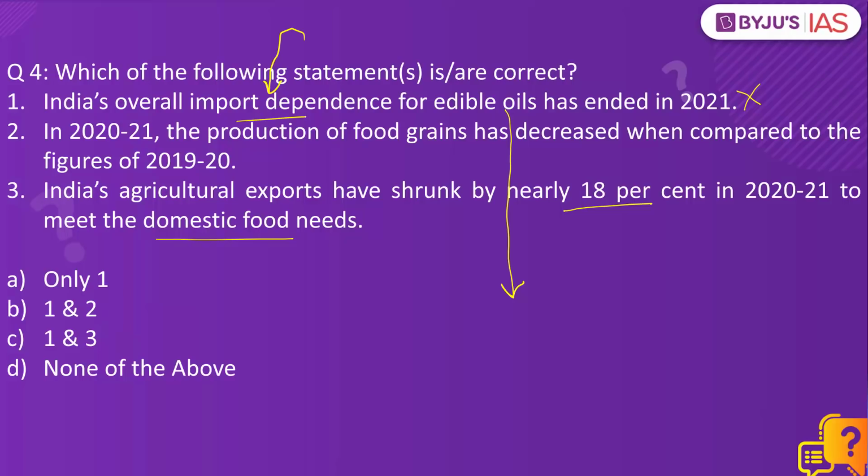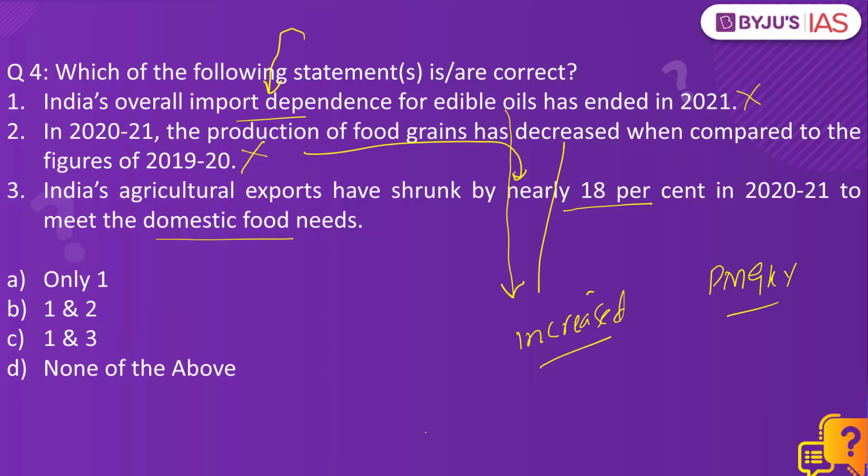Number 2, the production of food grains has basically increased compared to last year. That's why statement 2 is incorrect. And on top of that, despite the fact that we need food grains to meet the domestic requirements, we have the Pradhan Mantri Garib Kalyan Yojana, we have the National Food Security Act. Despite domestic requirements, agricultural exports have basically increased in 2020-21. All these statements are incorrect. D is the right answer.